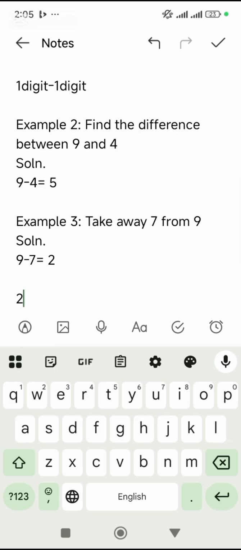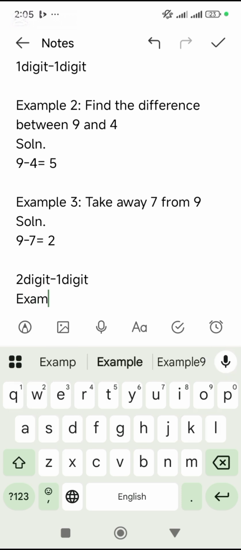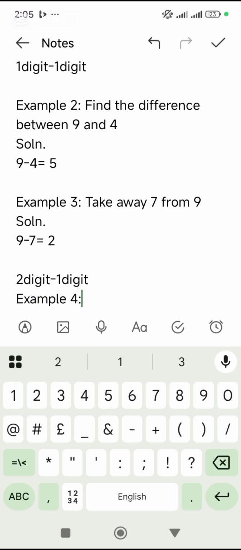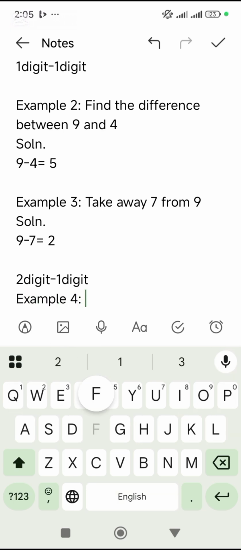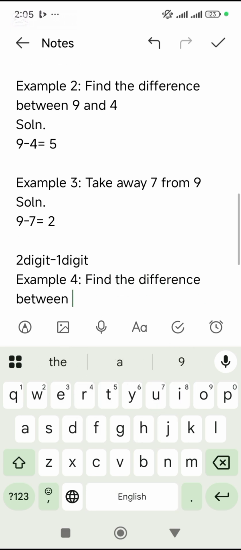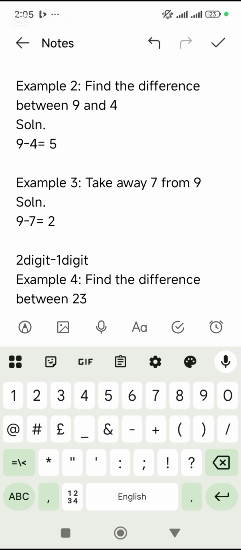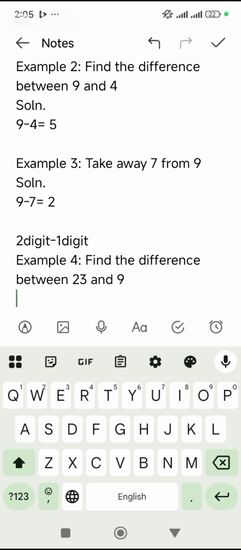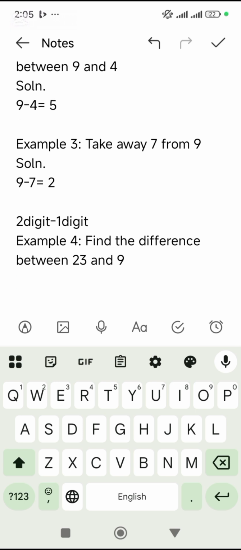Okay, let's see 2-digit subtraction. 2 digits minus 1 digit. Example 4. Find the difference between 23 and 9. Find the difference between 23 and 9. Okay. Let's say solution.